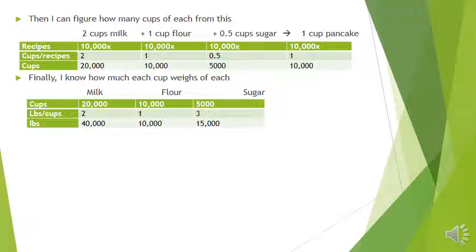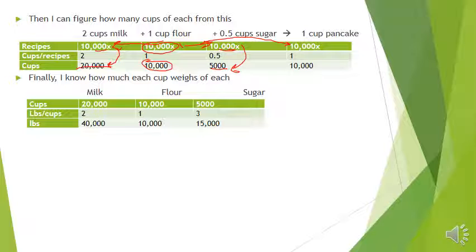Okay, so since I can do it 10,000 times, how much am I going to need of milk? How much of the sugar I need, and how many pancakes am I going to make? So I'm going to do 10,000 recipes, because that's what this tells me. Okay, every time I do it, I need 2 cups per recipe, so I'll need 20,000 cups of milk and 5,000 cups of sugar.